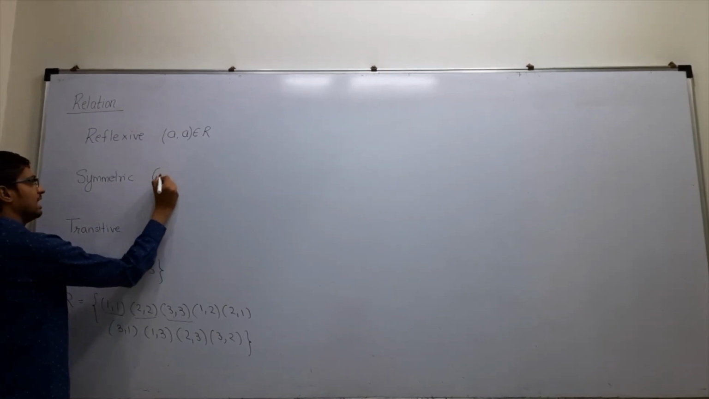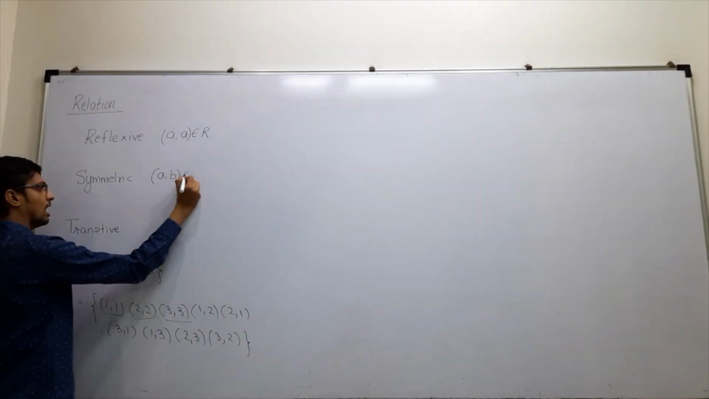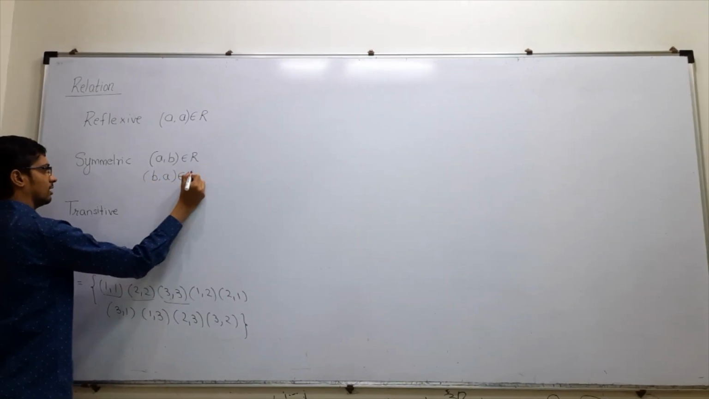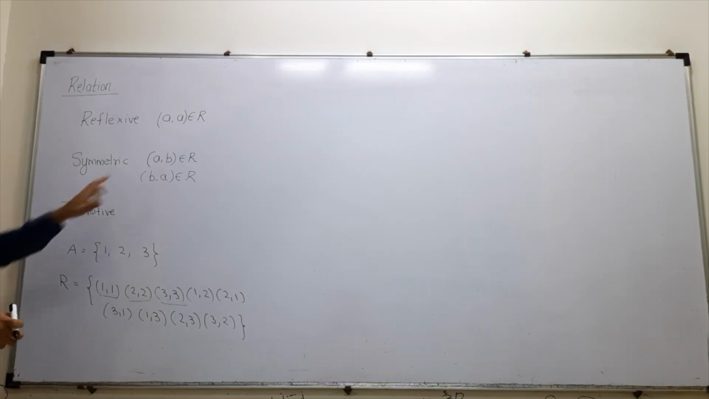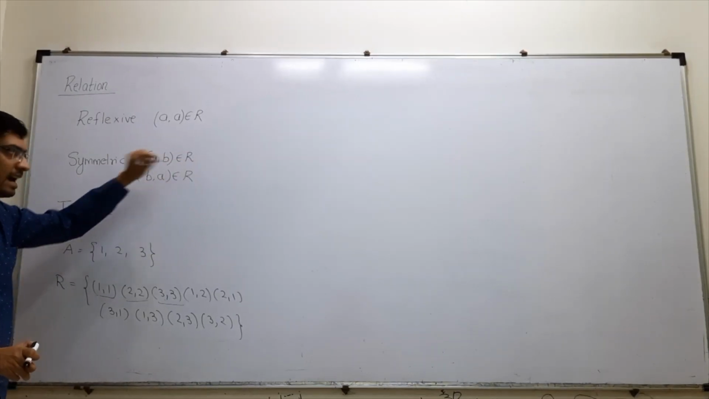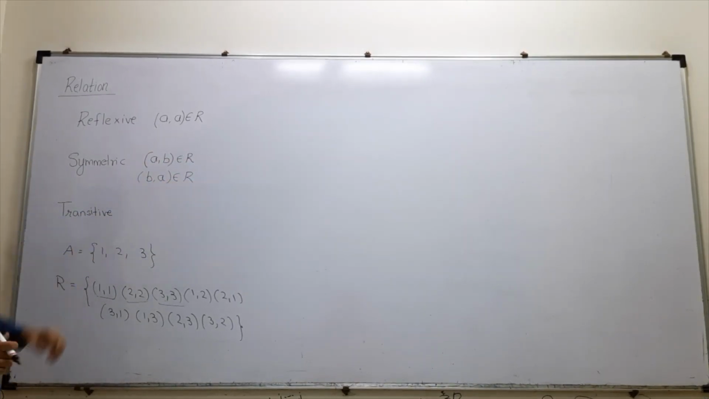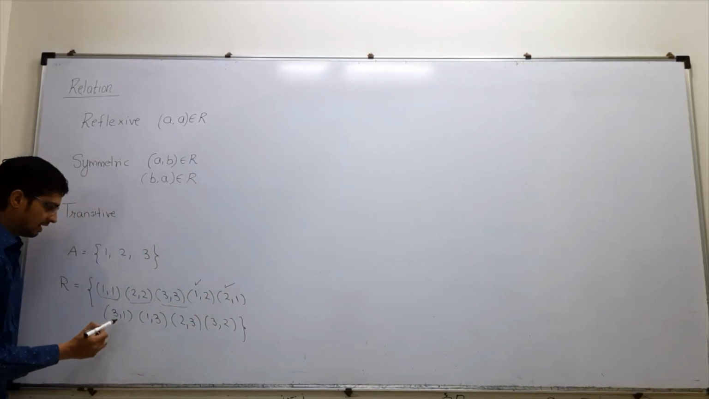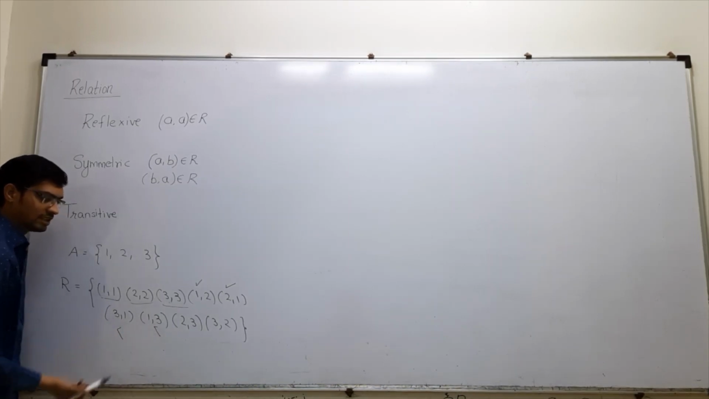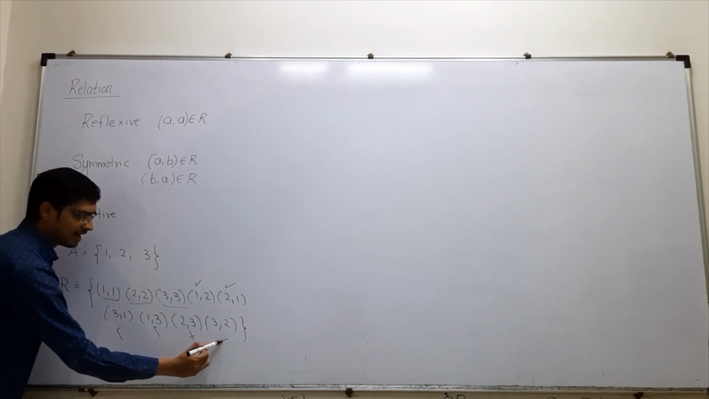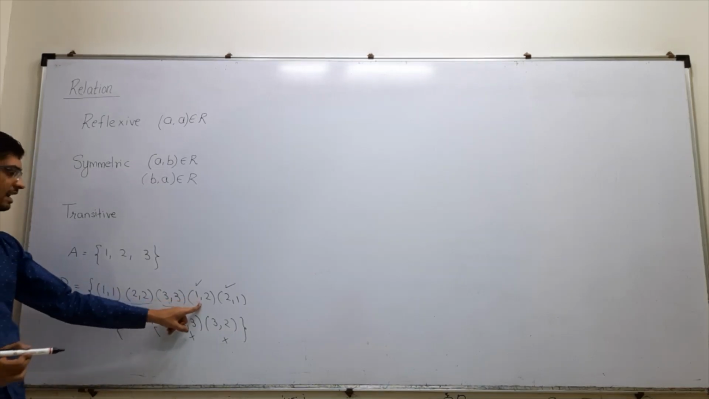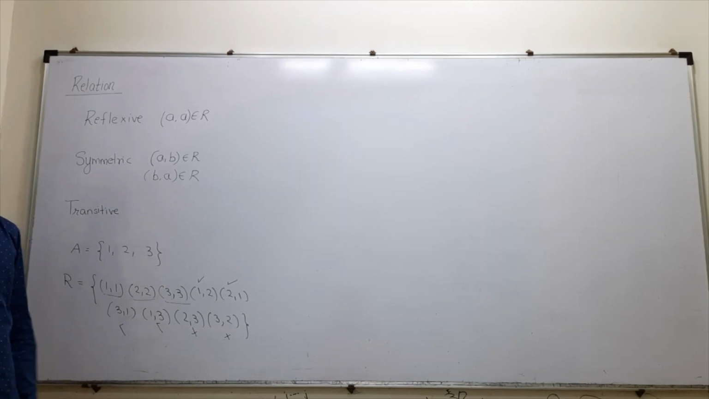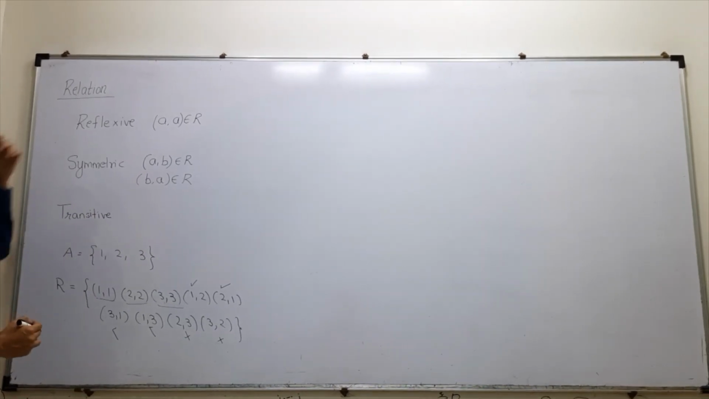Then symmetric says that if A, B belongs to R, then B, A should also belong to R. A relation where A, B belongs to R indicates that B, A is also there in R. That is, if I have 1, 2, I have 2, 1. If I have 3, 1, I have 1, 3. If I have 2, 3, I have 3, 2. Whatever is there, its flipped case is always there. Then that relation is called as symmetric relation. ठीक है? I'll give more examples.